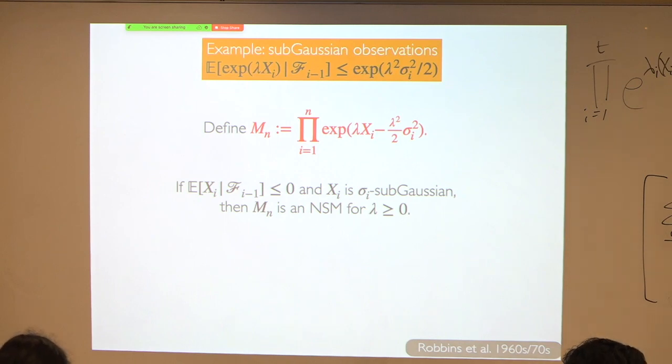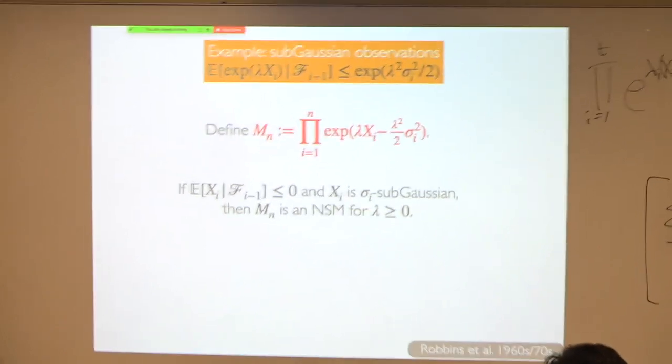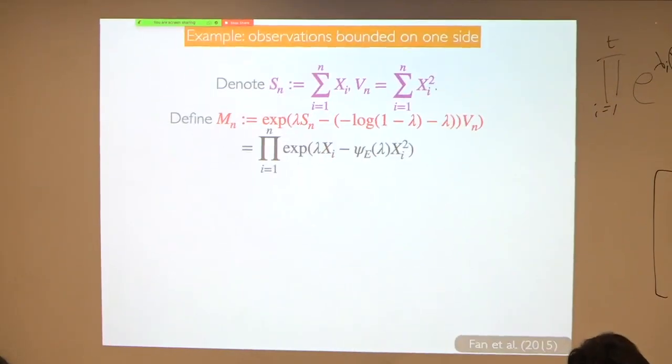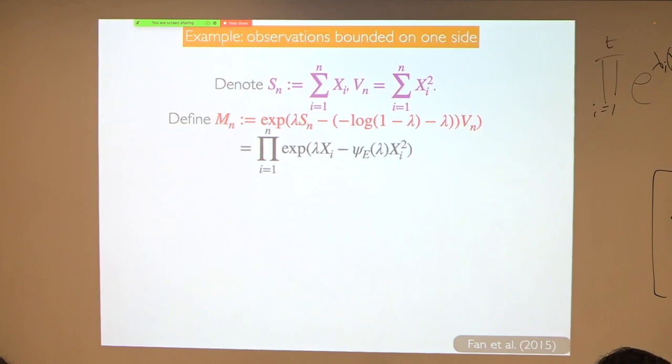Okay, and so in this case, if each of the conditional means is less than or equal to 0, so if the conditional means are negative and X_i is sigma_i-measurable, this is a non-negative supermartingale for all positive lambda. There's no restriction on lambda. So that's an example of the case where that assumption is satisfied.